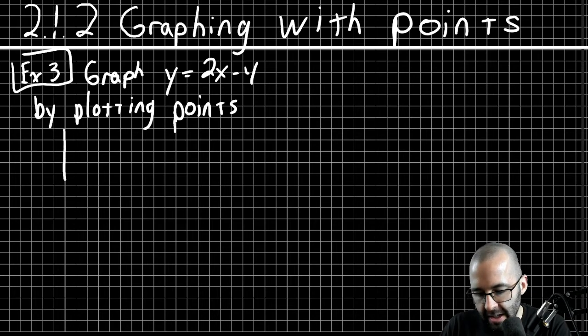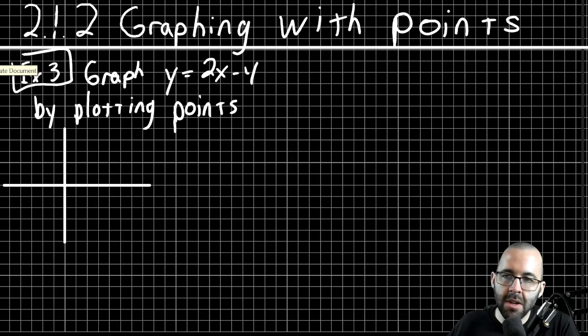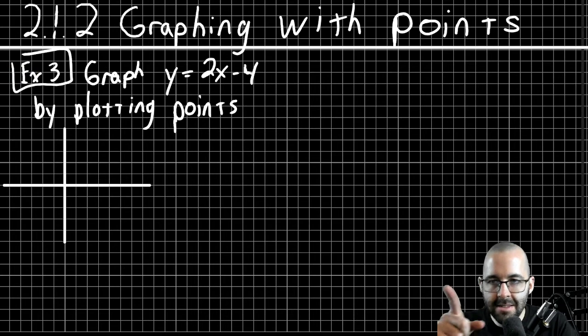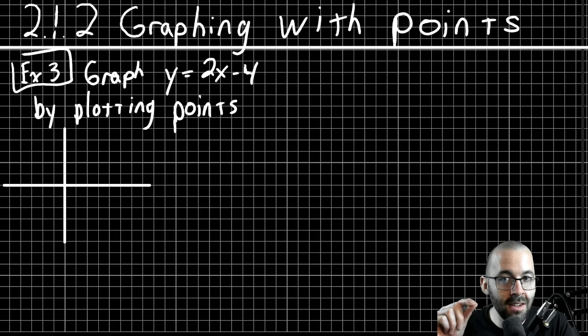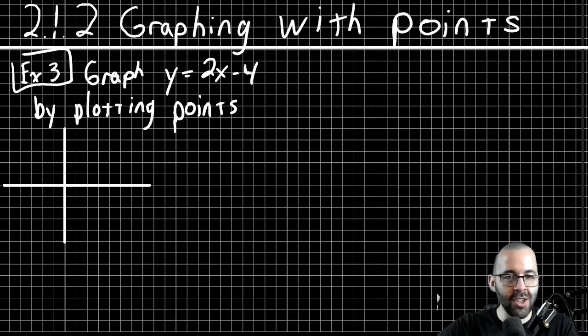So let's get our coordinate plane here. We're going to make our coordinate plane straight. Like so. And so we need points on this. So if you're good with lines, you might be able to look at this equation and say this is a line with slope 2 and y-intercept negative 4. That would be great. You do that, you're good to go.